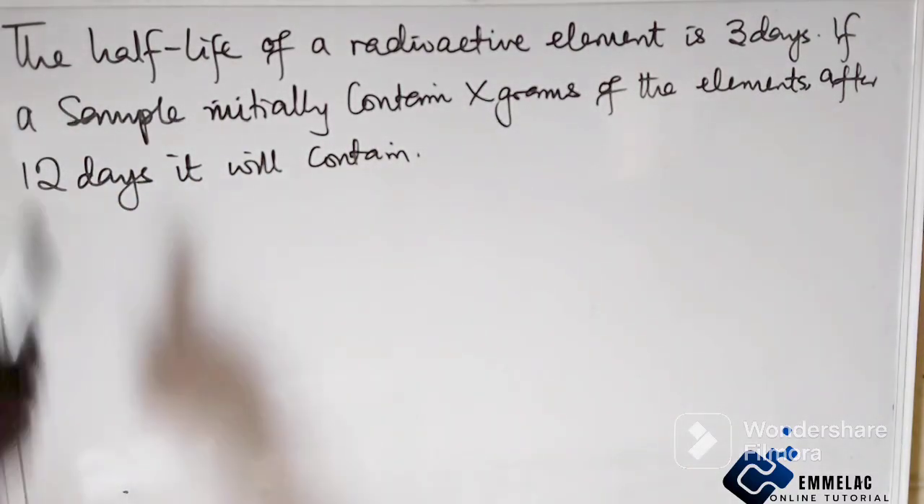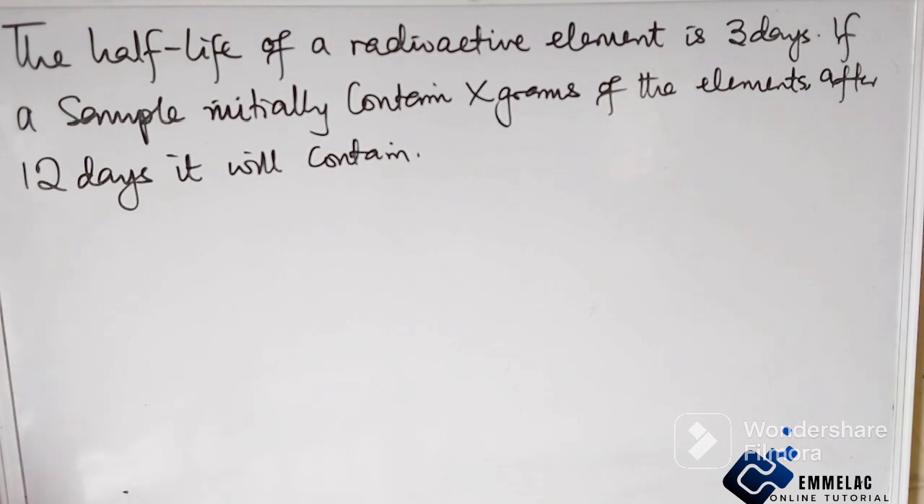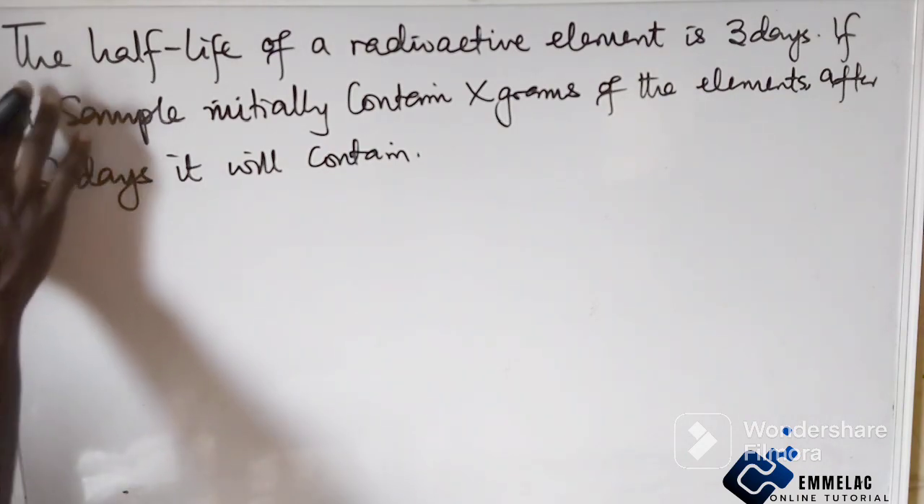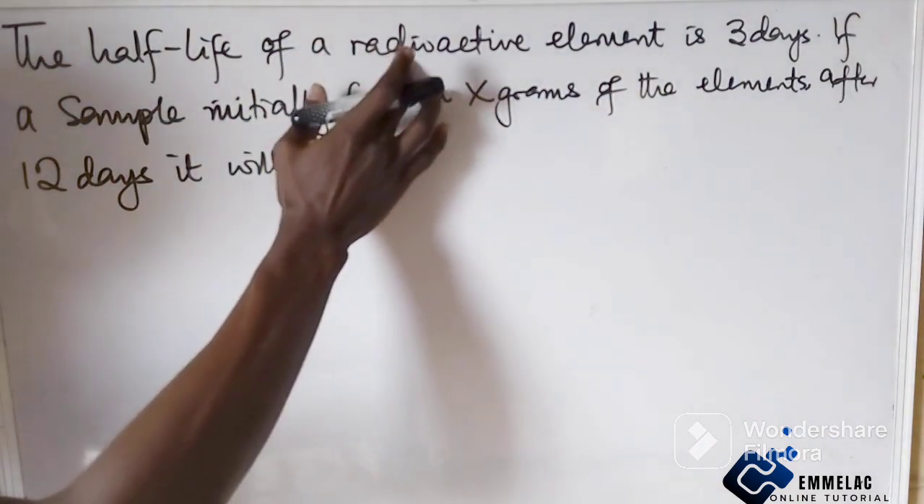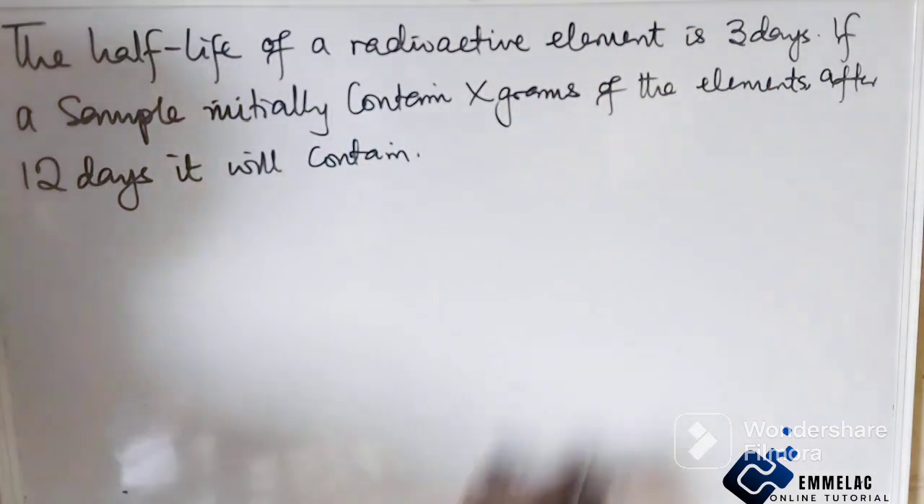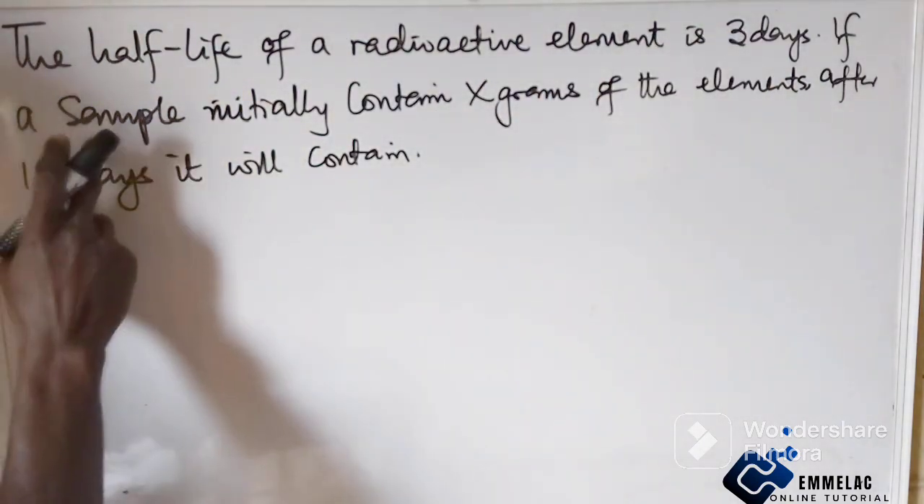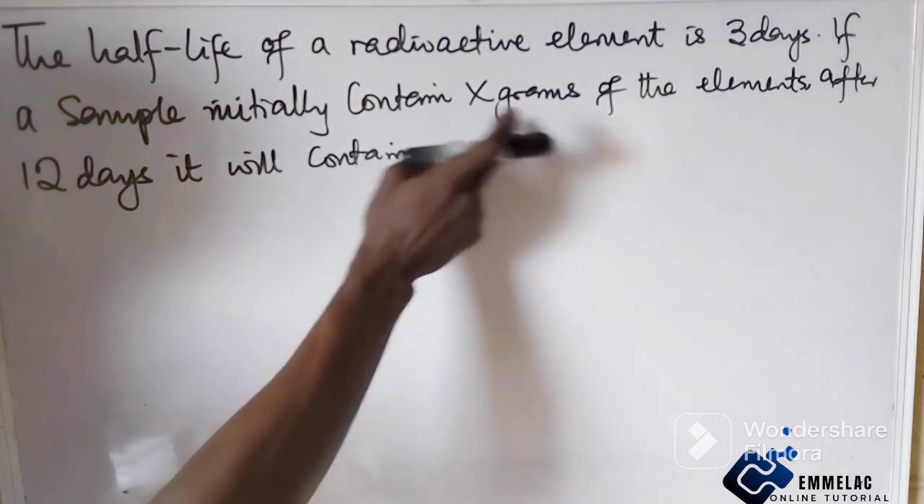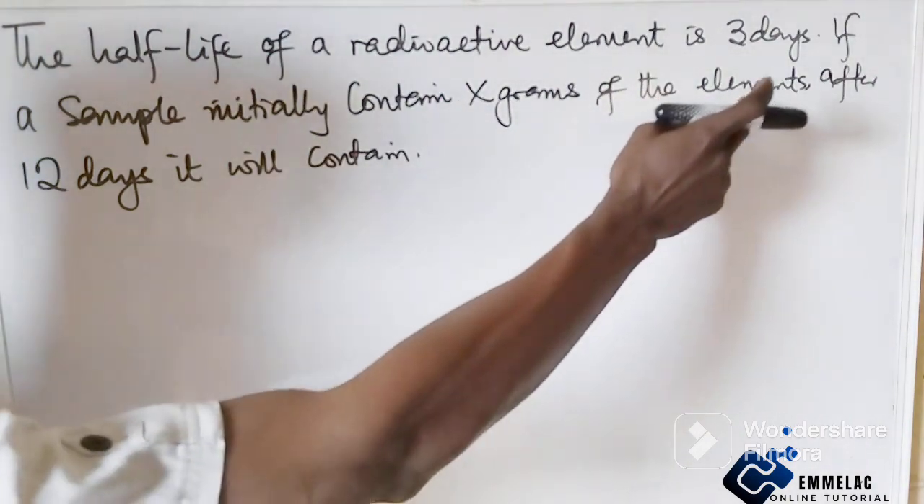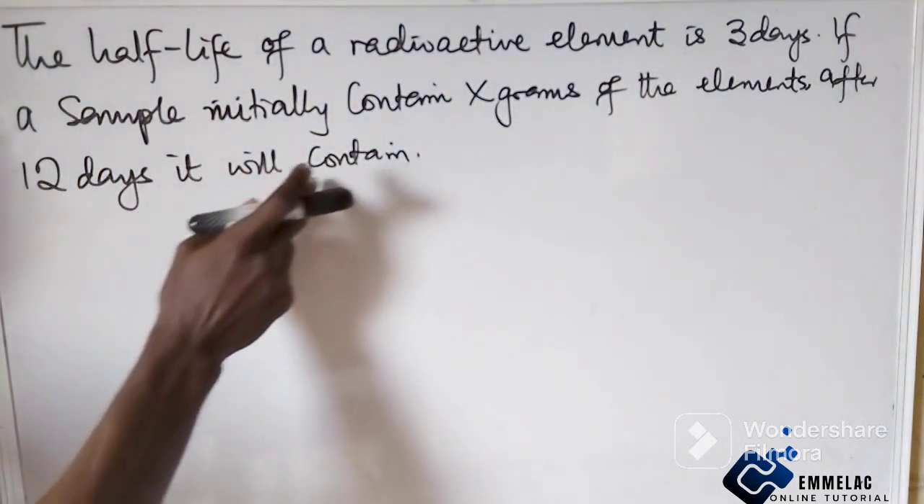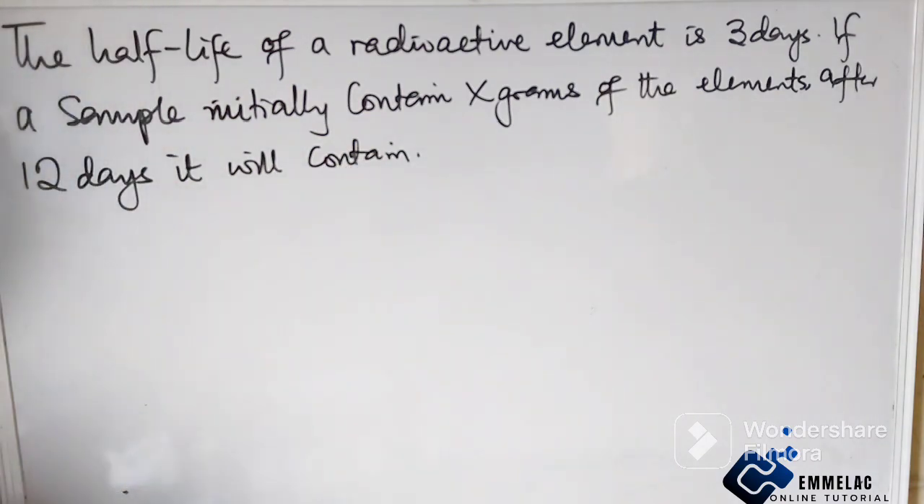Before us is this radioactive question in physics, and it says that the half-life of a radioactive element is 3 days. If a sample initially contained x gram of the element, after 12 days it will contain. Alright, so how do we get started?